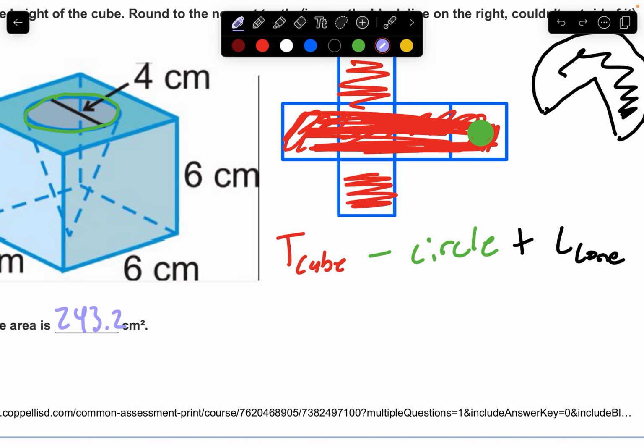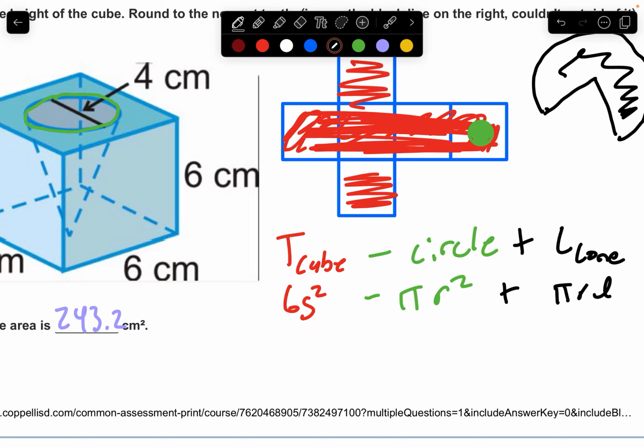Now, what are these formulas? Cube is just 6s squared. That's the shortcut. I don't know if I even talked about that in class. But one square is s squared, and there are 6 of them. Minus the circle. Well, a circle is pi r squared. And then plus the lateral of a cone. A cone is pi r l. You need to know that IRL.